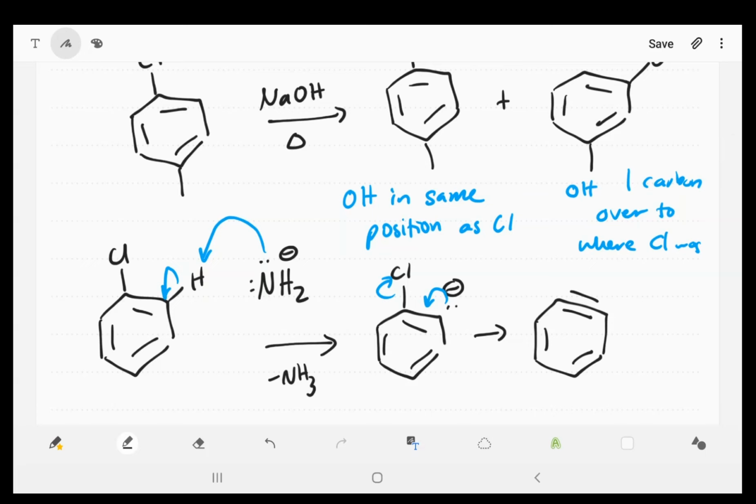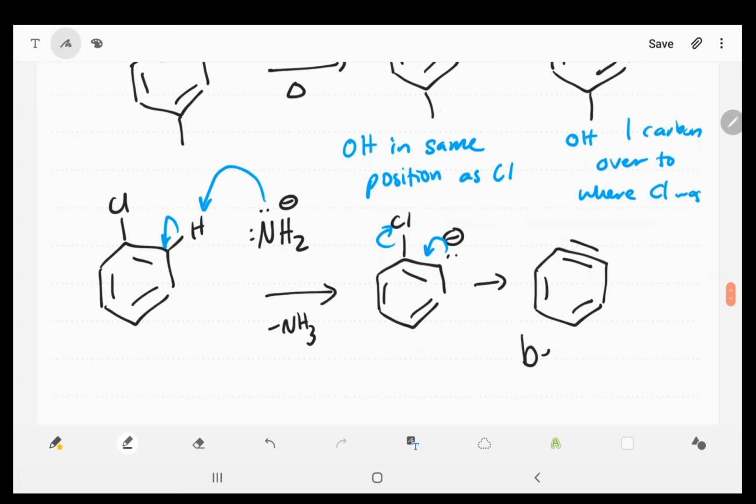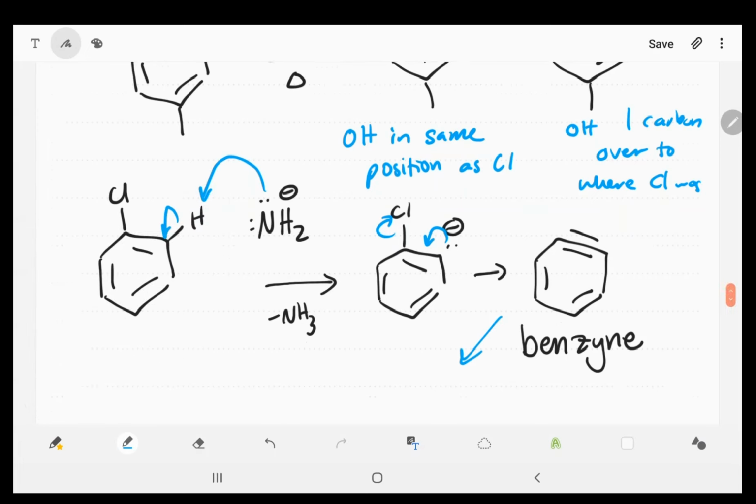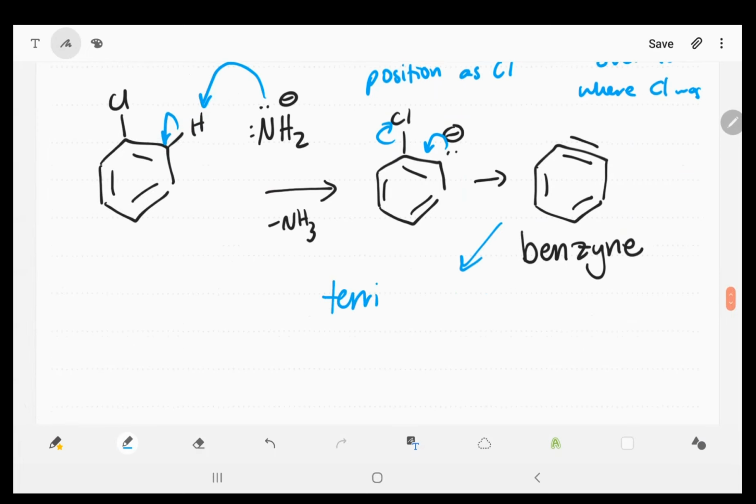The geometry of a triple bond should be 180 degrees, right? Because those orbitals need to overlap properly. But, by the way, this is called benzyne. So benzene, alkenes, benzyne has the alkyne in it. Benzyne is terribly unstable. It's terribly unstable, but we know it exists.